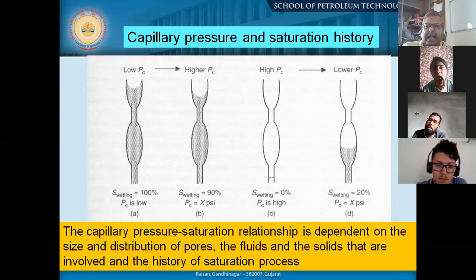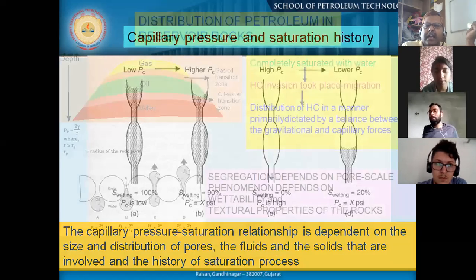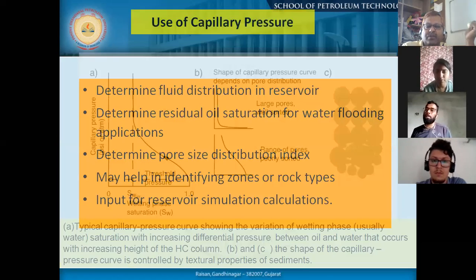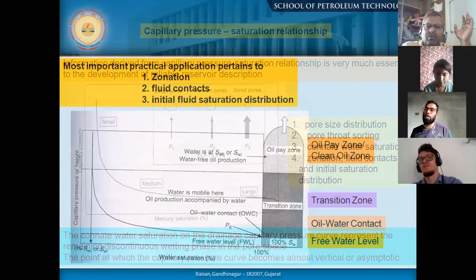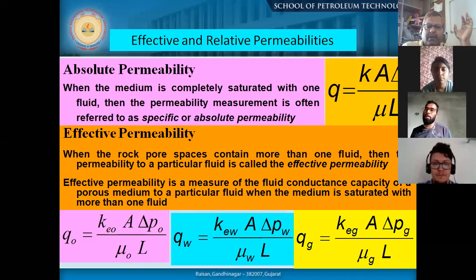Okay, so you see the initial case is 90-10 and the second case is 20-80. That means same situation, but in one case we are doing the imbibition process, and in another case we are doing the drainage process. So that is how things are happening.